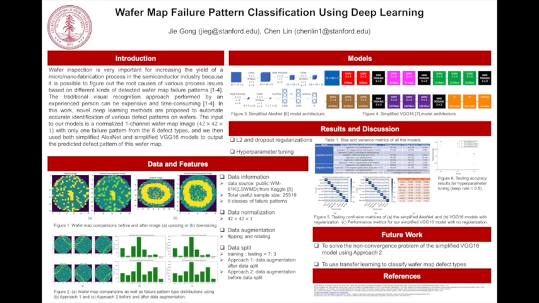We also performed hyperparameter tuning on the learning rate, L2 regularization coefficient, and the dropout rate. It turned out that lambda is the most sensitive parameter to our model. To summarize, in this work, we implemented a simplified AlexNet and VGG16 network for wafer pattern classification, and both networks beat the machine learning benchmark on Kaggle.